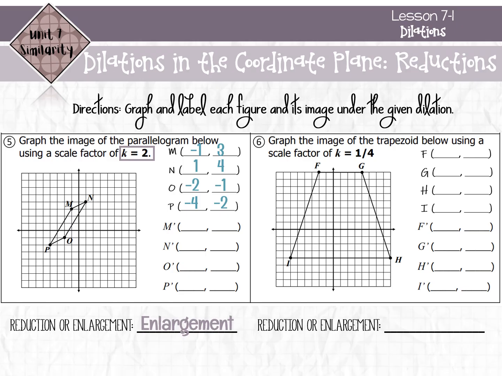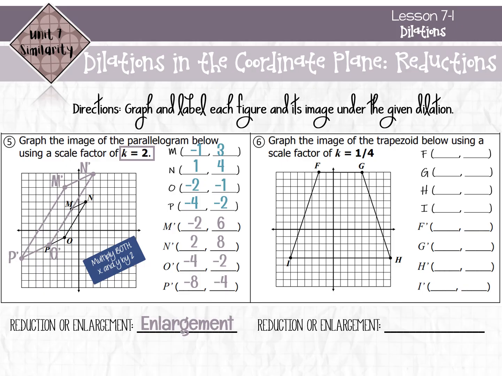It's an enlargement. We need to multiply both the x and the y by 2. So M prime is going to be at negative 2, 6. N prime is at 2, 8. O prime is at negative 4, negative 2. And P prime is at negative 8, negative 4. Connect our dots to make our parallelogram. And there we have the dilation after the enlargement with scale factor 2.